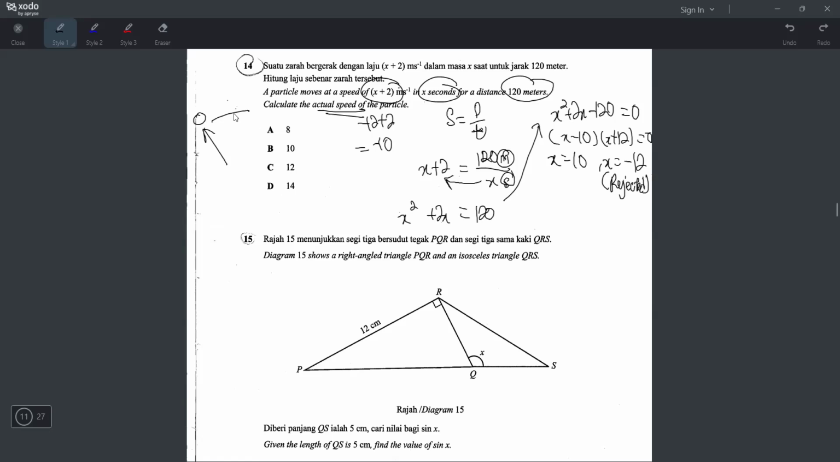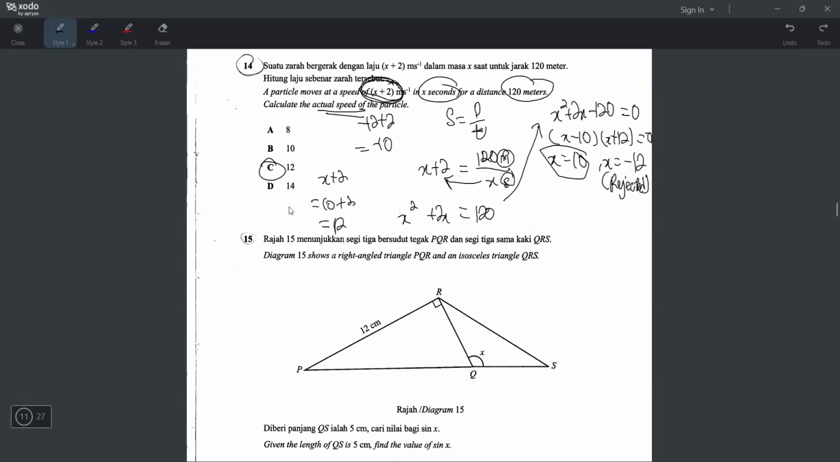Like your car's meter, there is no negative. Speed has no negative. But acceleration can be negative. When acceleration is negative, it means deceleration. Acceleration can be negative, but speed cannot. So this one is rejected. So your x is 10. But if you circle 10, it's wrong. They want the actual speed. And do you remember the speed is x plus 2? So it should be x plus 2, which is 10 plus 2, which is 12. The correct answer is C.